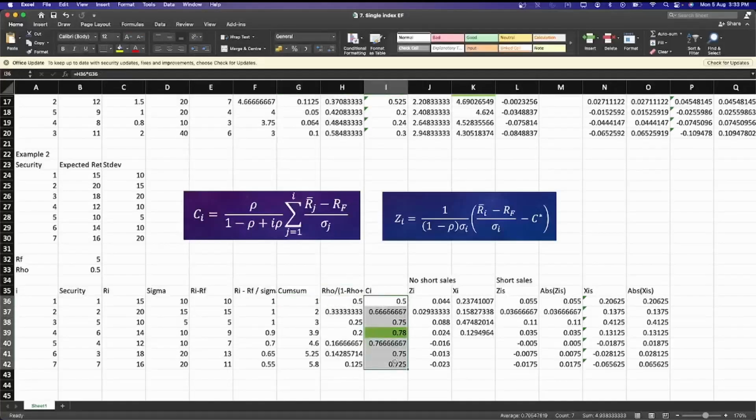Once we have calculated the Ci, the rest of the process is again similar. This is the last place where this ratio is bigger than Ci. After that, this ratio gets smaller than Ci. This is our C star. This is the formula for calculating Zi, which is this ratio minus C star, and multiply all of that by this factor. That's what I have done for all of them. We actually need to do it only for these 4, but I have demonstrated this process for all of them. The process for calculating Xi is to divide this Zi by the sum of these 4, and that's our Xi's.